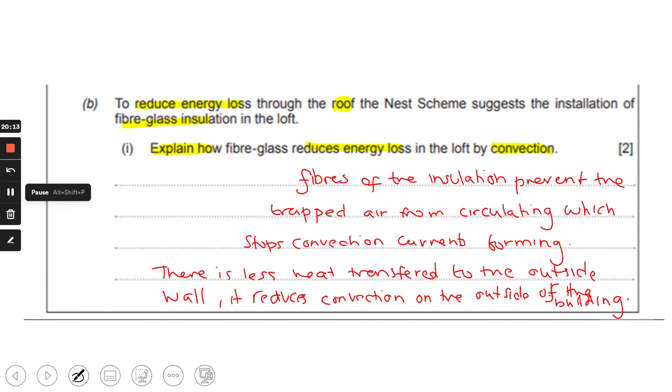Okay, so fibres of the insulation prevent the trapped air from circulating, which stops convection currents forming. Due to there being less heat transfer to the outside wall, there will be reduced convection on the outside of the building.